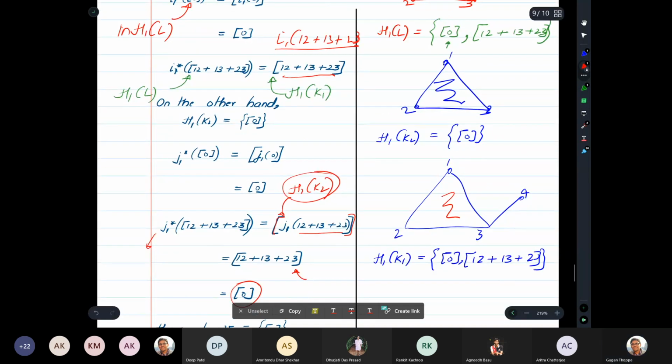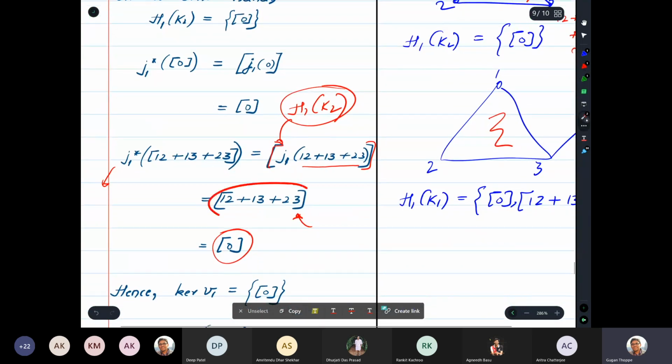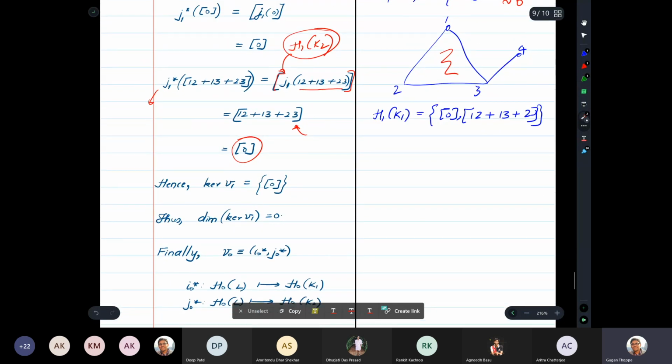So why is that? Notice that because of the presence of the triangle in K2, [1,2]+[1,3]+[2,3] lies in the image of the boundary map del 2, which is precisely B1. Since it lies in B1, I hope you agree that [1,2]+[1,3]+[2,3] will be equivalent to 0. In other words, the equivalence class of [1,2]+[1,3]+[2,3] in H1 of K2 will equal the equivalence class of 0 again. So what is the conclusion? That J1 star maps 0 to 0 and J1 star maps [1,2]+[1,3]+[2,3] to 0 again.